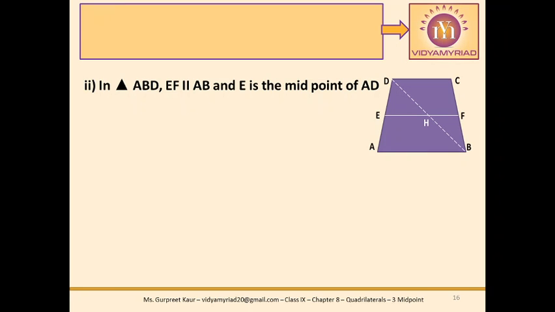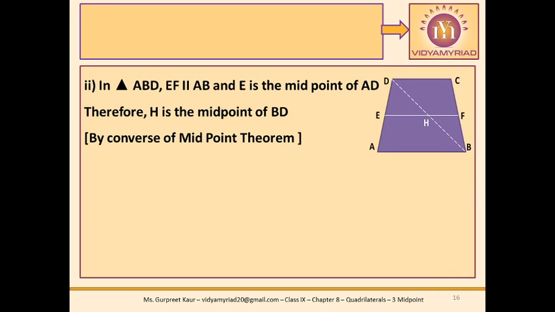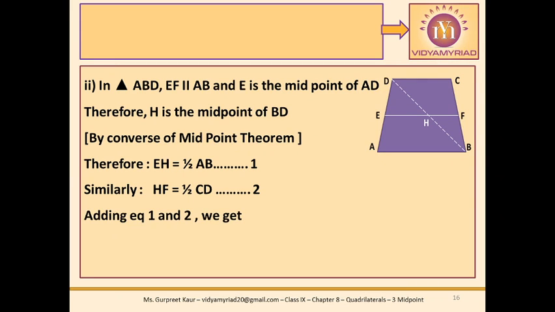Now, in the triangle ABD, EF is parallel to AB and E is the midpoint. So now what we will do here is, H is also the midpoint of BD by the converse of midpoint theorem. Therefore, we can also say that EH is equal to half of AB. Similarly, HF will also be half of CD because of the converse of midpoint theorem.